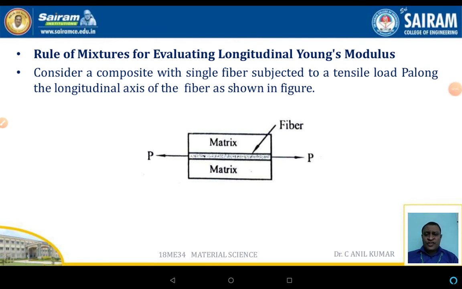The rule of mixture for evaluating longitudinal Young's modulus. Consider a composite with a single fiber subjected to a tensile load P along the longitudinal axis of the fiber, as shown in the figure. In the schematic diagram shown below, there are two matrix layers, and in between them a fiber layer. As we know, between two fiber layers a matrix layer will be there, but the loading condition is uniform for the matrix as well as the fiber.